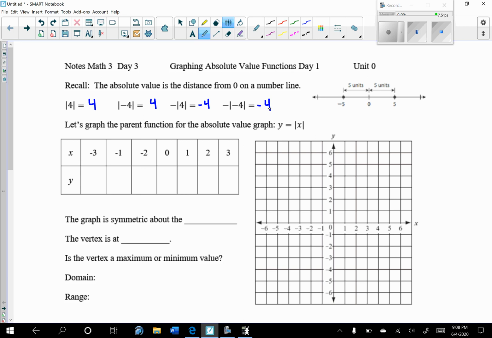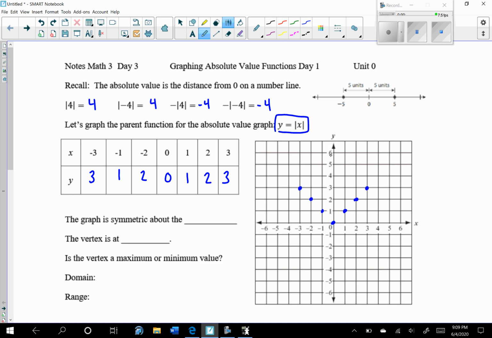So let's go ahead and graph the parent function for the absolute value. So y equals the absolute value of x. We're going to go ahead and plug in these x values in for x into the equation. So the absolute value of negative 3 is 3. 1, 2, 0, 1, 2, 3. So if we go ahead and graph this, we have 0, 0. We have 1, 1, 2, 2, 3, 3. And on the other side, negative 1, 1, negative 2, 2, negative 3, 3.